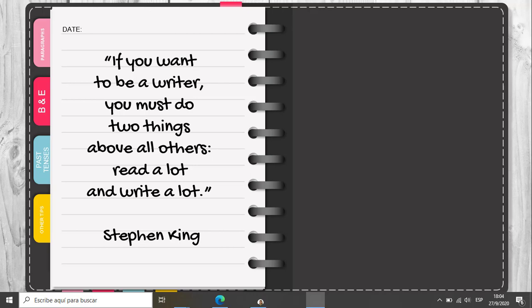This is a quote by Stephen King. If you want to be a writer, you must do two things, above all others: read a lot and write a lot. Try to practice these tips. They will help you to write good stories.